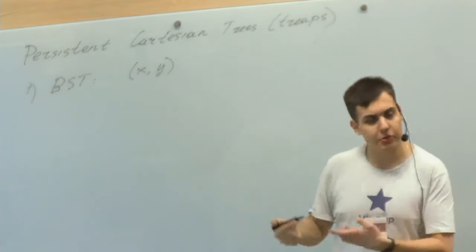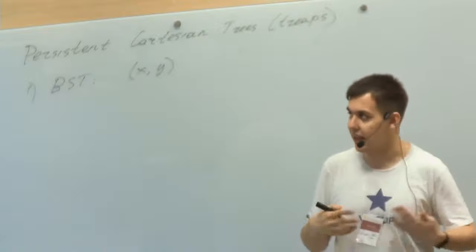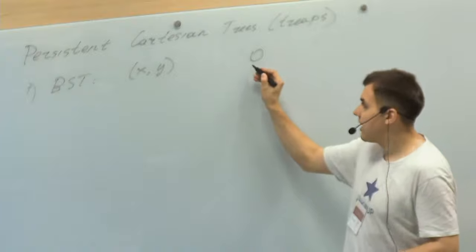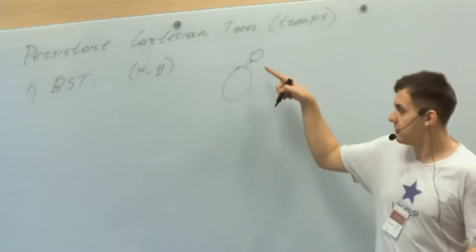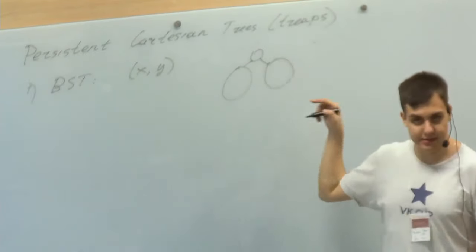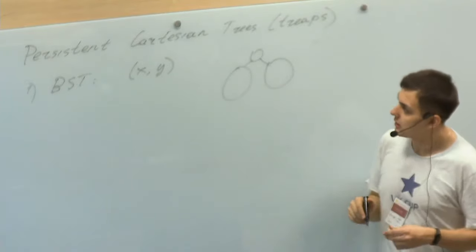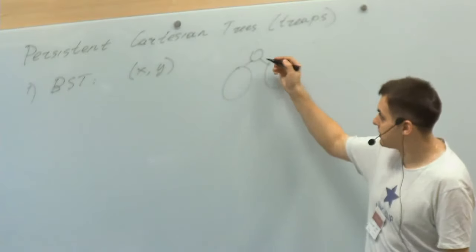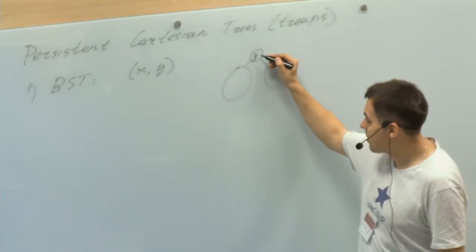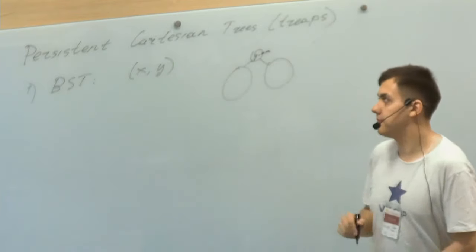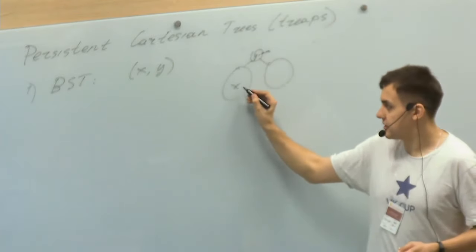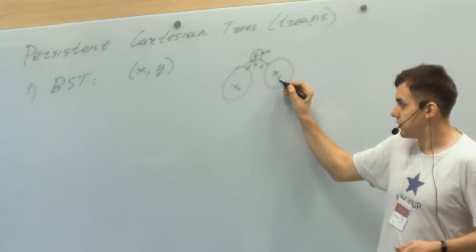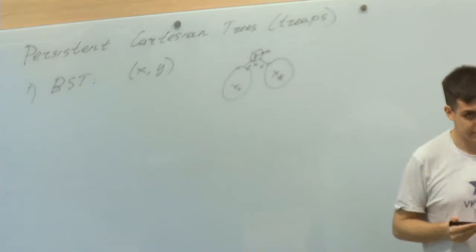If we only look at X's, the keys, then this forms a binary search tree. We have a root node, everything on the left is less than the root, and everything on the right is greater than the root. And if we look at Y's, or priorities, this forms a heap. So this is the minimum value. All the x's on the left are less than this x, and all the x's on the right are greater than this x.